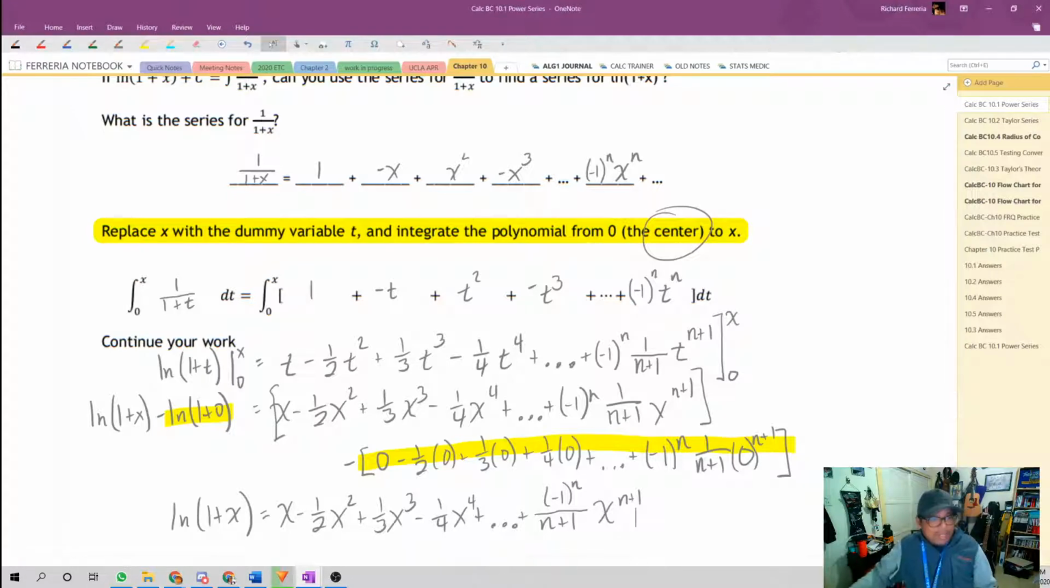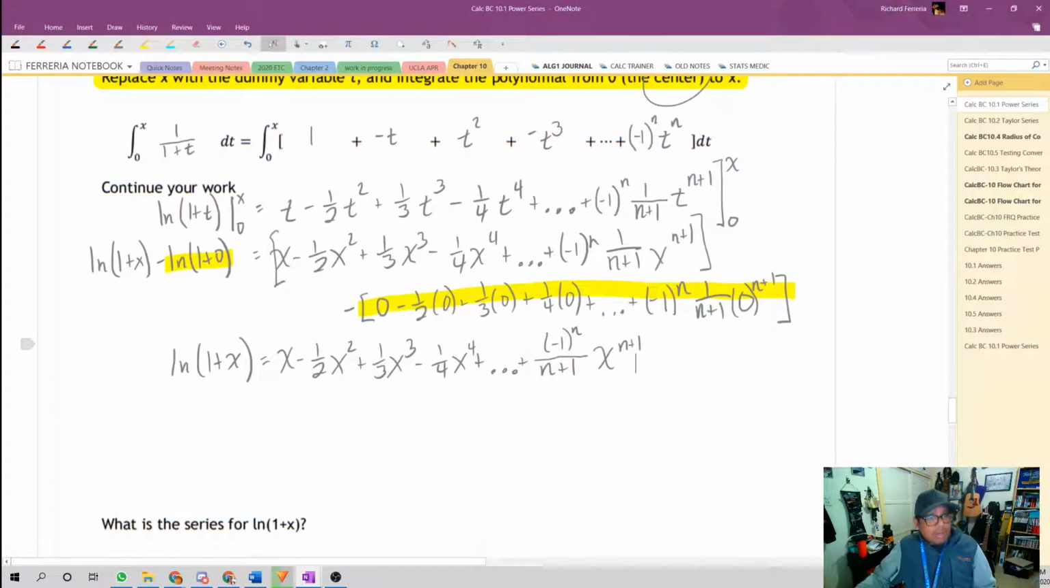Now we have a series for the natural log of 1 plus x. And it really wasn't all that difficult. We just had to be a tiny bit careful with our integration. This would have worked no matter what you chose as your lower limit. However, it would have been more difficult to get to this result. So choosing the lower limit as the center of the series makes the process go a lot easier.